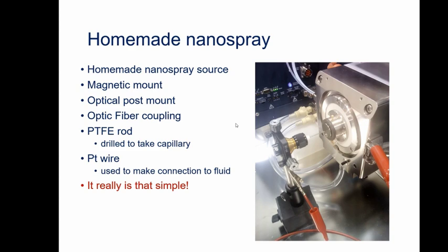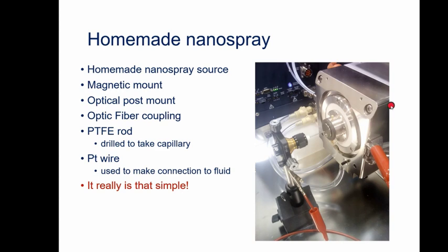But a homemade nanospray can be extremely simple, so I just wanted to show you exactly how simple these systems are. And this is what I built for the University of Warwick. So this is on the Bruker Fourier transform ion cyclotron resonance mass spec at Warwick. You can see we have the plate here with the orifice into the mass spectrometer. Behind that there's a long capillary.